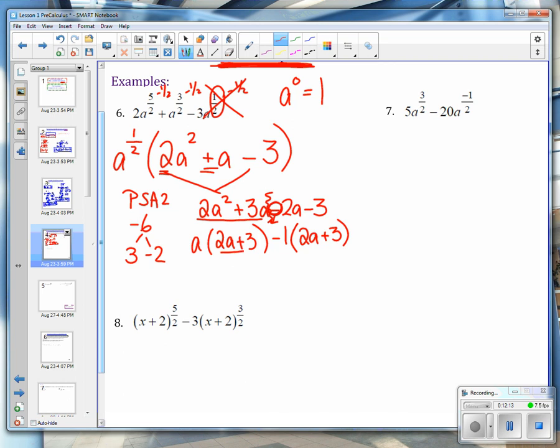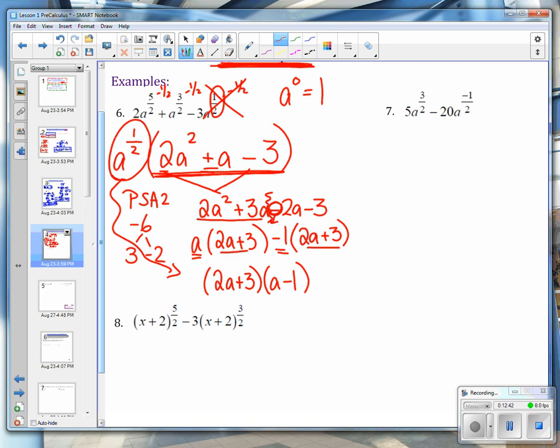And remember, this is our checkpoint. If what's in those brackets is the same, you know that you've done a good job. And we're going to rewrite them. We're going to combine that as 2a plus 3, and then whatever's left, which happens to be a minus 1, goes in the other bracket. So that's the factored form of what's inside the bracket. So basically I've taken this and I've used PSA2. What I don't want you to forget is that we've already factored out that a to the power of a half. So don't forget to bring that down and include that in your final answer.